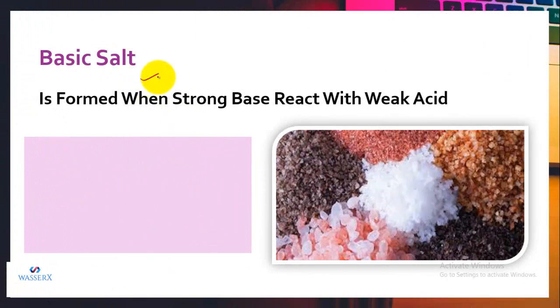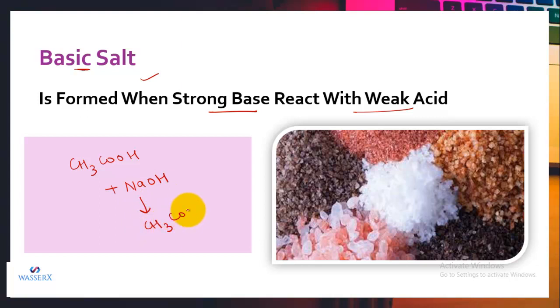Salt can be basic in nature. Basic salt is formed when a strong base reacts with a weak acid. So let's take up some weak acid. Let's say we have acetic acid. This acetic acid reacts with a strong base. Let's say the strong base taken in this example is NaOH. So what do we see? It will form CH3COONa, and along with that we will get water. This salt which is formed is basic in nature because it is somehow possessing OH ions.